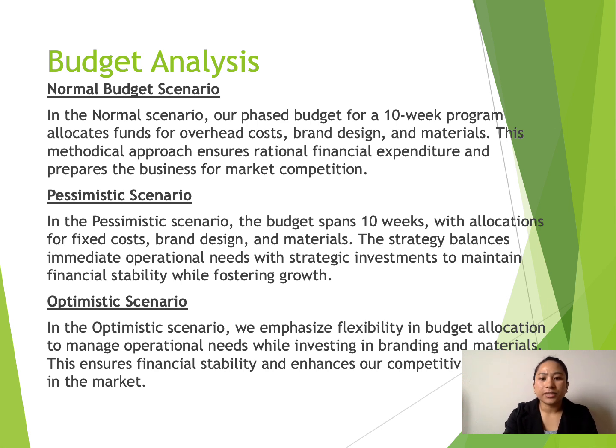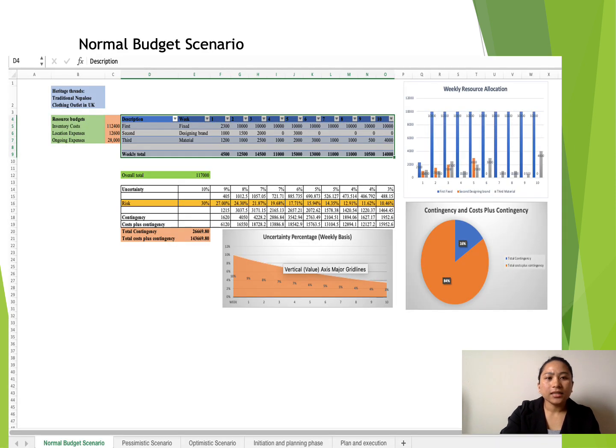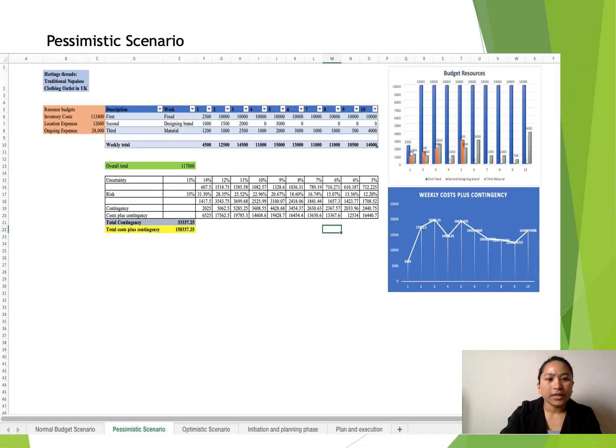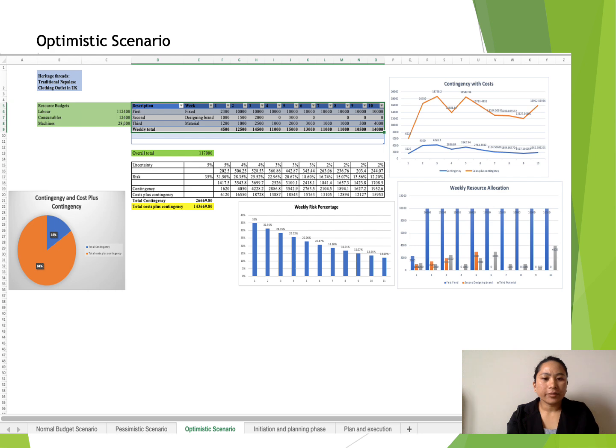And the next one is the optimistic budget scenario. In the optimistic budget scenario, we anticipate smooth operation and high demand. Spending on brand design and material is more aggressive, aiming for rapid growth and market competitiveness. The scenario balances immediate operational needs with strategic investment, ensuring financial stability and market positioning. And this is the normal budget scenario Excel sheet. And this one is the pessimistic scenario Excel sheet. The Excel sheet of the optimistic scenario.